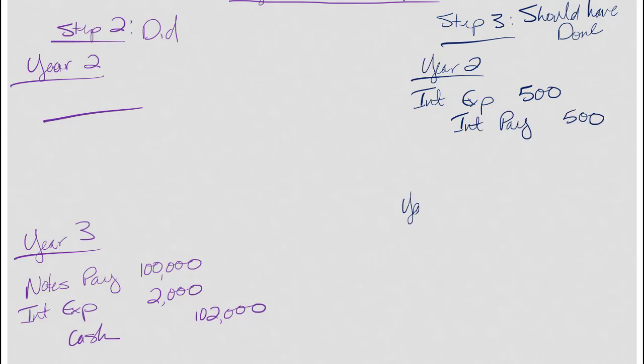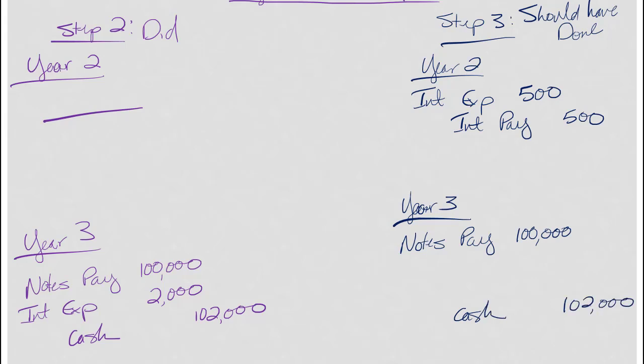In year 3, I would have still gotten rid of my notes payable, and I still would have paid out cash. The difference is I would have recorded interest payable of 500, and I would have recorded only 1,500 as interest expense. So there are our steps 2 and 3, what I did and what I should have done.